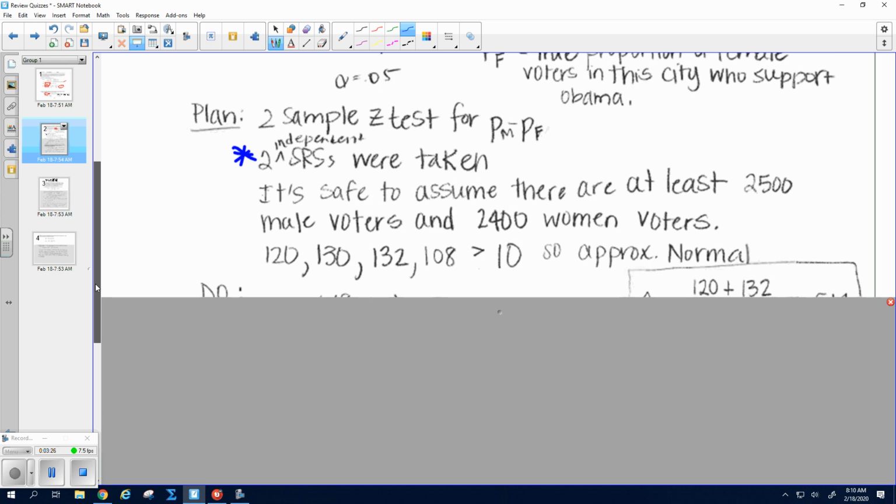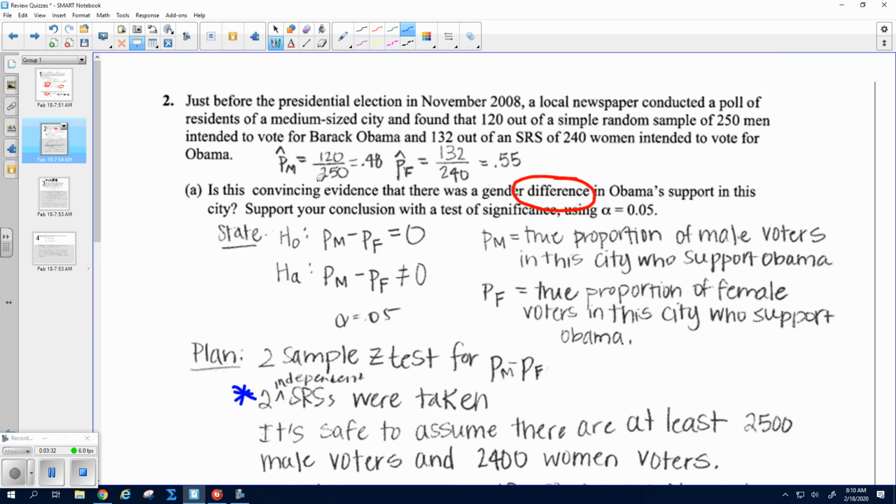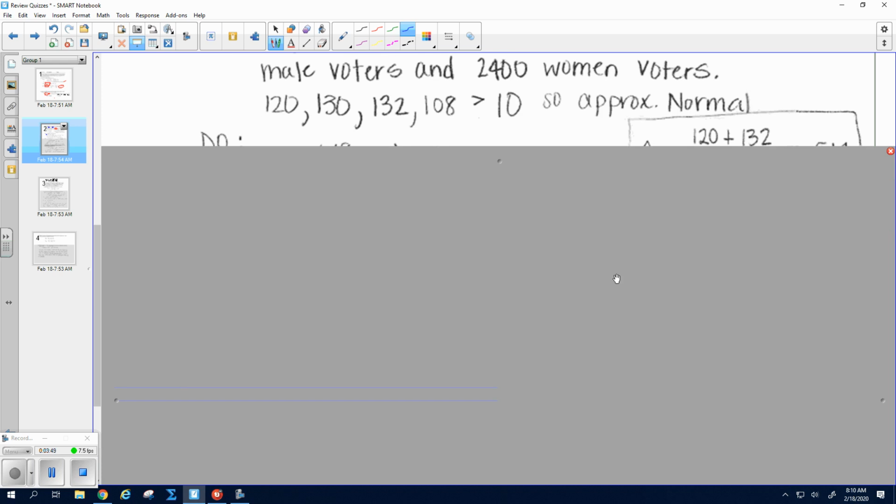All of them are greater than 10, so that's approximately normal. How do we get these numbers? np greater than or equal to 10, n times 1 minus p greater than or equal to 10. Or you can just do 120, 250 minus 120, 132, and 240 minus 132. Either way, it tells us it's approximately normal.